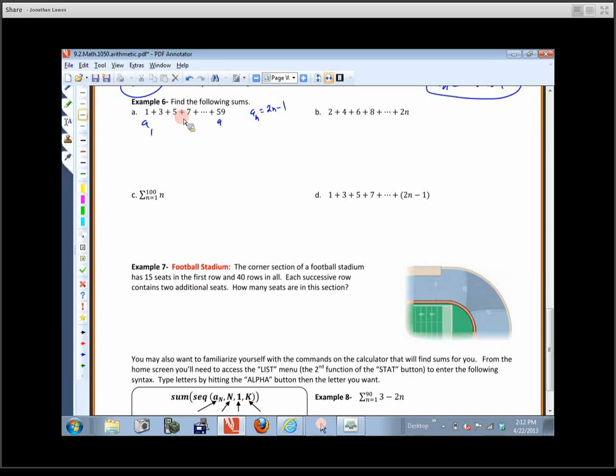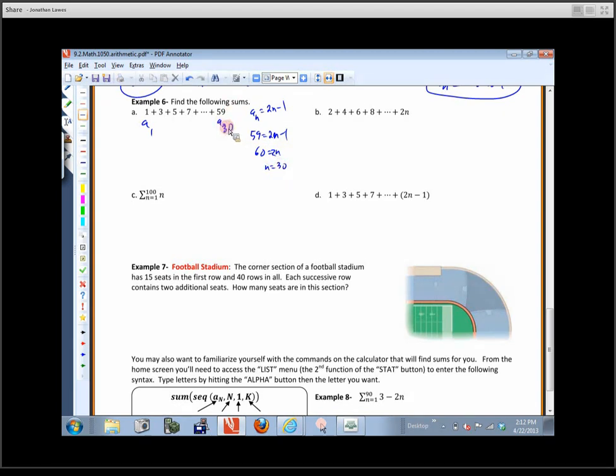Okay. So since that common difference is 2, if I plug in a 1, I end up with a 1. If I plug in a 2, I end up with a 3. There's the right term. Now, what I need to know is, which one is this? So set 59 equal to 2n minus 1. Move the 1 over. That's a 60.